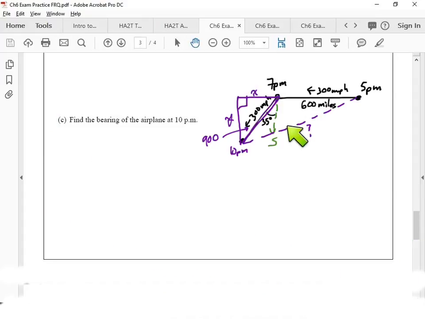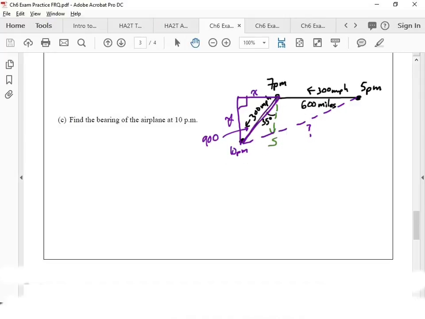So I dropped down the picture from earlier to answer this question. Now I think this is a bad question. It says find the bearing of the airplane at 10 p.m. It should say in relationship to the airport. So we're going from the airport. What is the bearing from the airport?